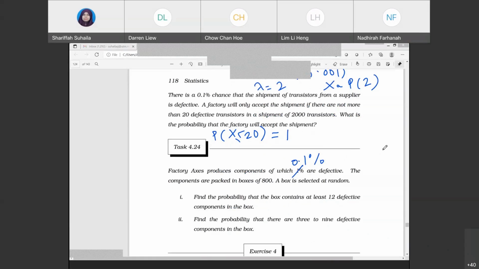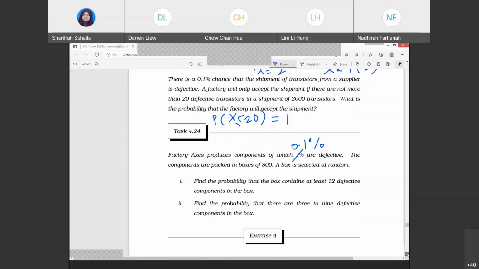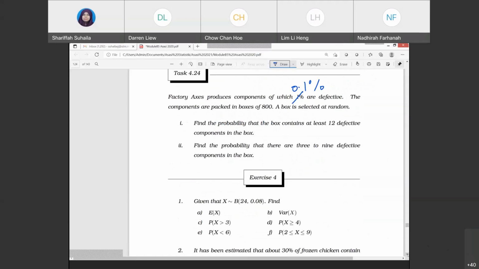Okay, so task 4.24. So again, this one, factory access produce components which 0.1% are defective. Components are packed in 800. So again, this one is binomial distribution. So you will write your X is binomial distributed 800, 0.001. So again, your N is greater than 30, your N pi is less than 5. So we change to Poisson distribution. So X Poisson 0.8.